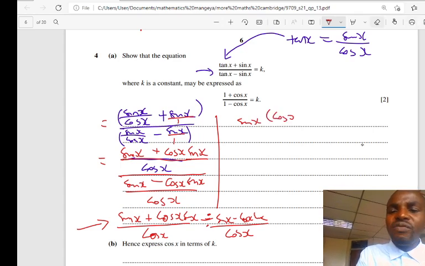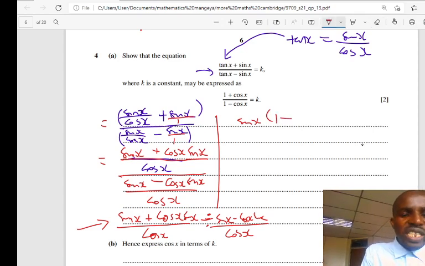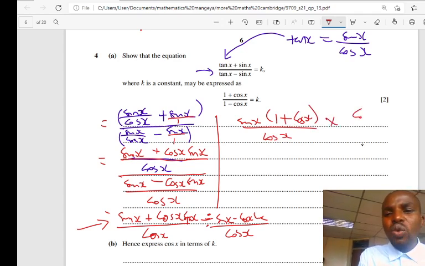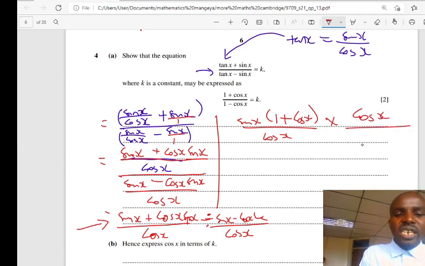What will be left after factorization here? Let me just factorize it will be 1, factorizing this one, sine x plus cos x sine x. What do you get? This one is sine. You get 1 plus cos x over cos x. Then you say times. Then this one you invert, which means cos x will be the numerator over, but this one was sine x.